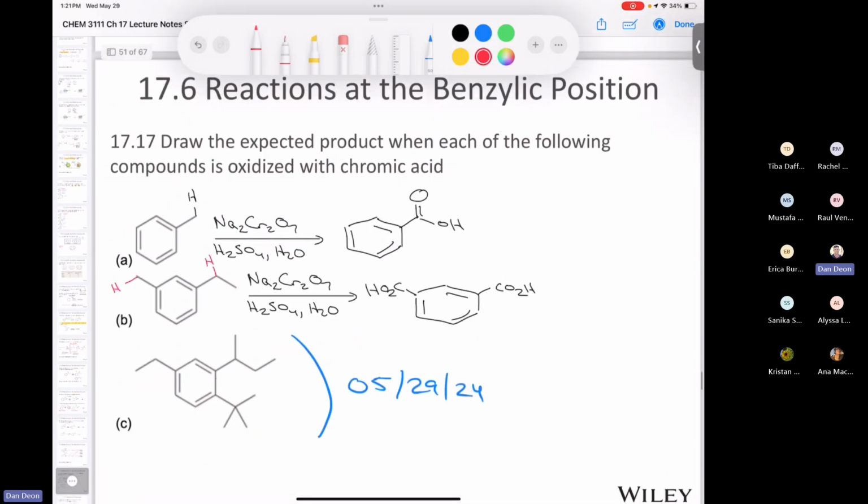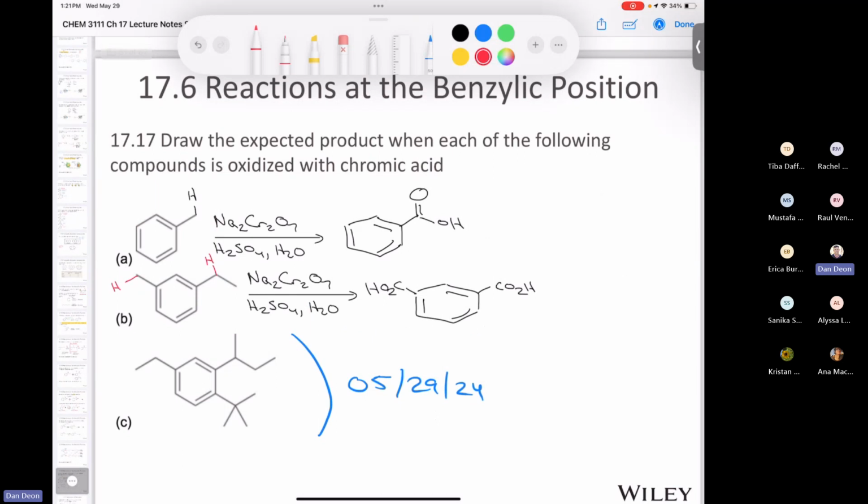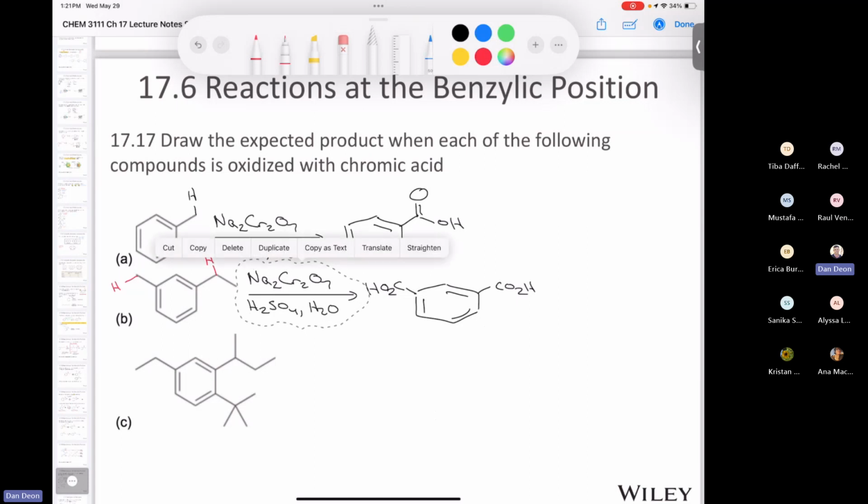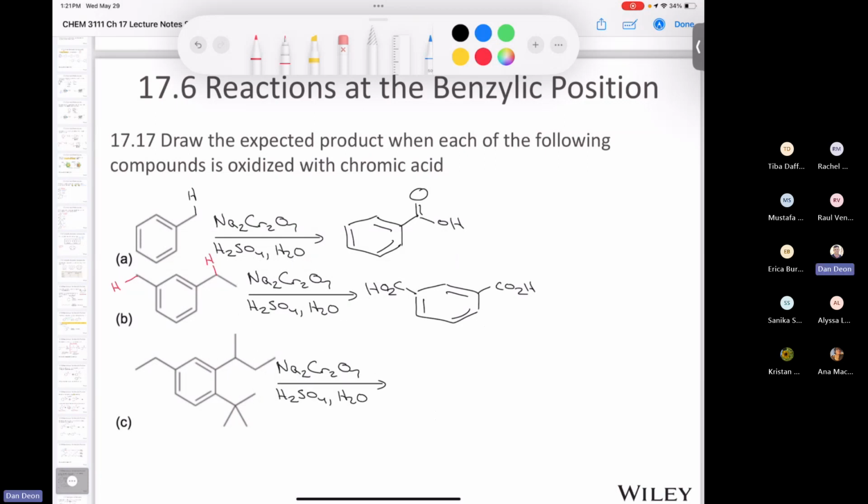And then we said we would save this one question, 17.17c, for today. And it's just asking you what's going to happen if you treat this aromatic compound with chromic acid. So remember, chromic acid is formed in situ, which is Latin for in place. And so you can't buy chromic acid. You have to mix up sodium dichromate, sulfuric acid, and water. Okay.